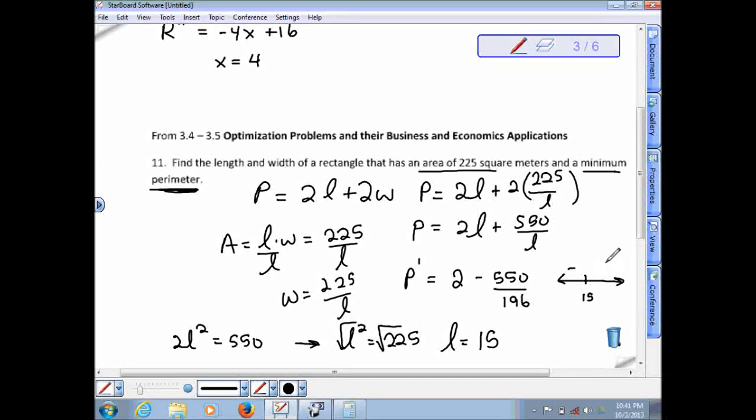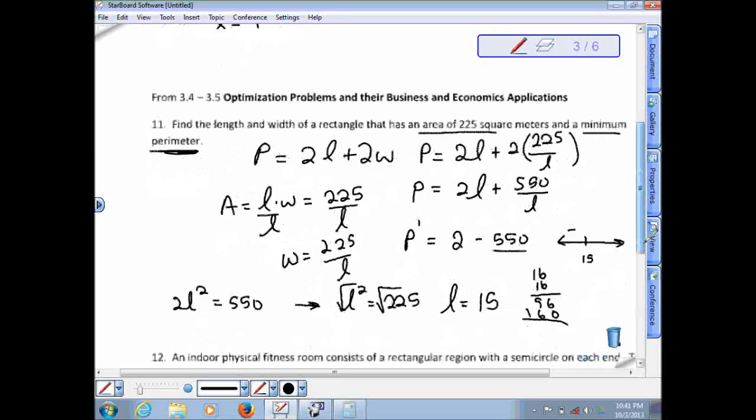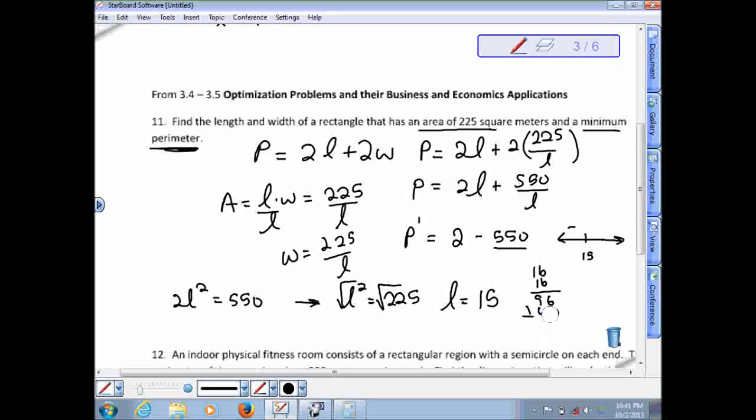So 16 squared, let's see, 16 times 16. Looks like that's going to be 256. Now if you take 550 divided by 256, that's a little bit less than 2. So if you take that from 2, you end up with a positive value. So what this means is the graph is switching from a decreasing function to an increasing function, which proves that this is a minimum.